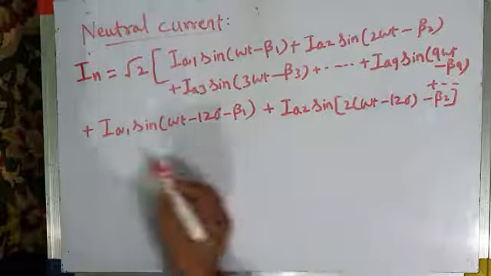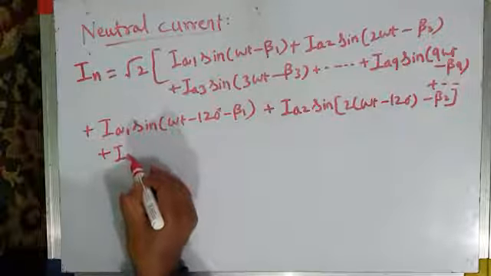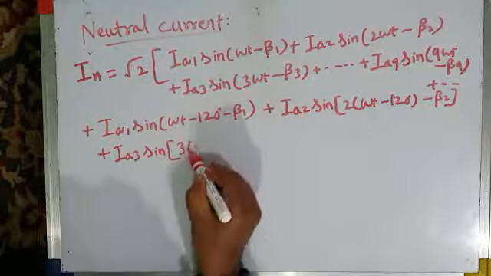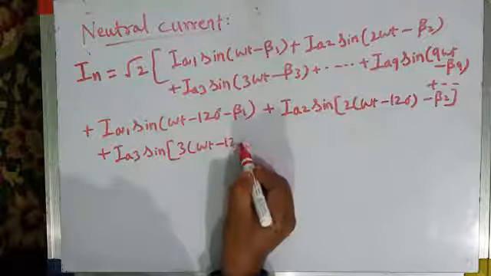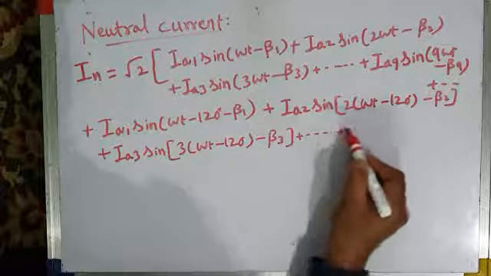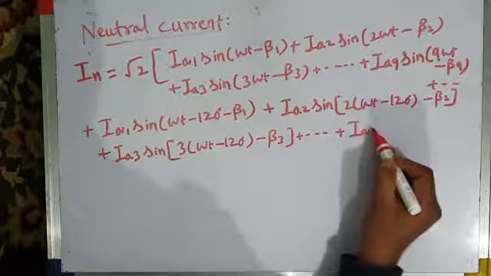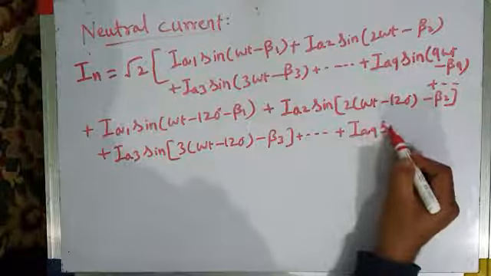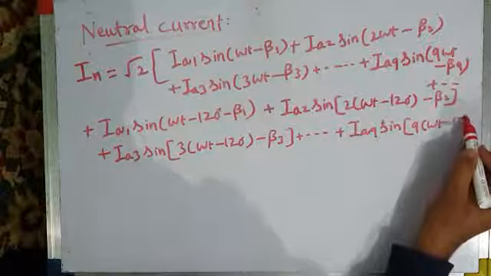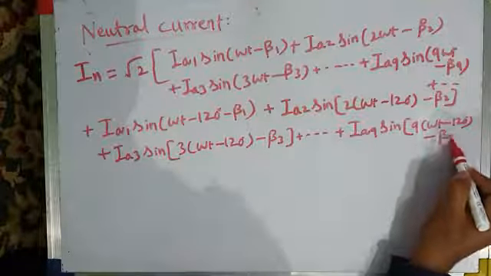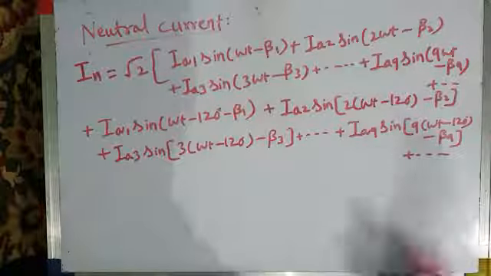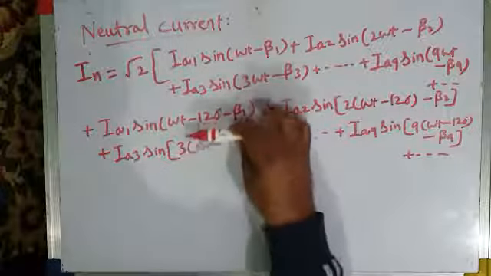Plus third harmonic component of current is IA3 sine of 3 times omega t minus 120 degrees minus beta 3. You can continue like this, plus so on, plus let us write ninth harmonic component of current, IA9 into sine of 9 times omega t minus 120 degrees minus beta 9, plus so on. Then it will have 11th harmonic, 12th, 13th and so on. So this is about phase B current or line B current.